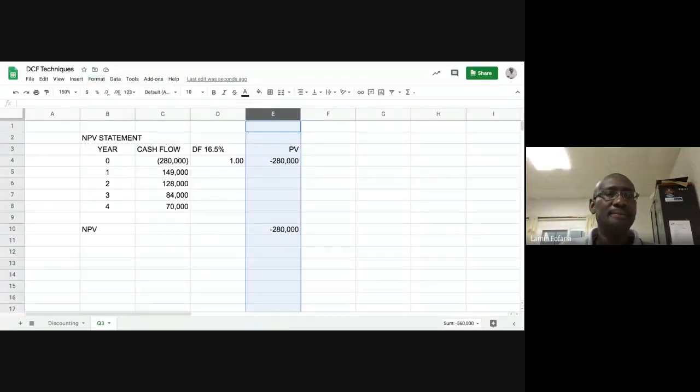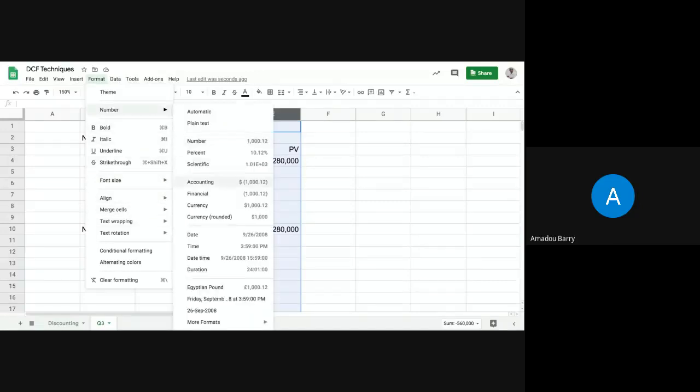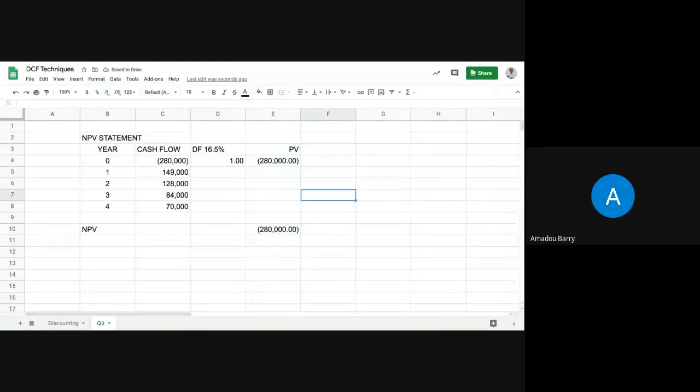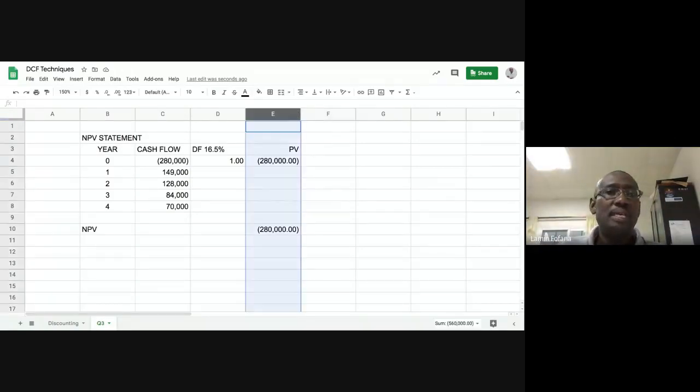So correct? Mr. Fofana, under the DP, what will be the formatting? Is it financial still? Yes, financial. And then PV also will be financial. Financial, yes. Okay, sir. Okay, well, we take it to 0 DP.